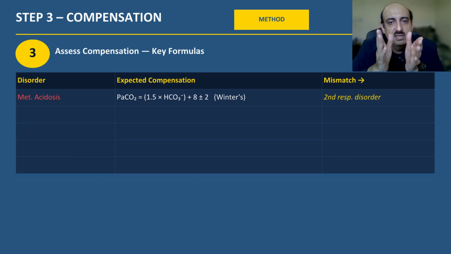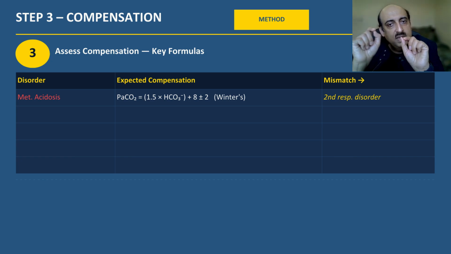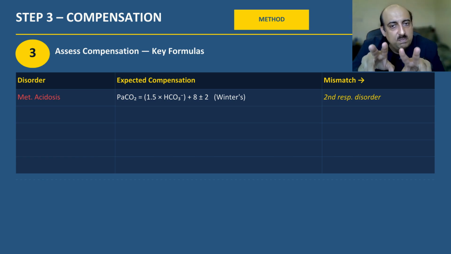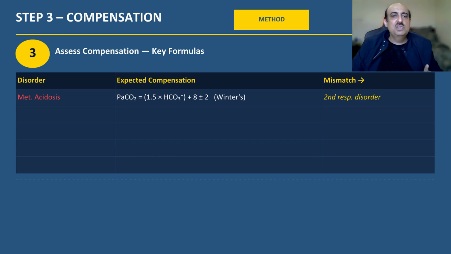Now, the formula is PaCO₂, and it should be in millimeters of mercury, remember, not kilopascals. PaCO₂ equals 1.5 times the bicarbonate concentration, and whatever the product of these two is, you add 8 to it, and then that number plus minus 2 should be the expected compensation for the CO2. This is the Winter's formula. Now, if the compensation falls within this range, it's an appropriate response.